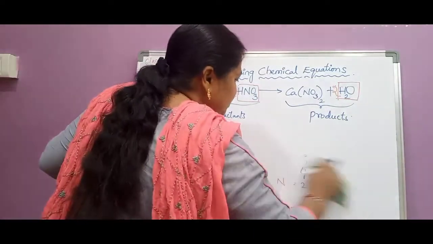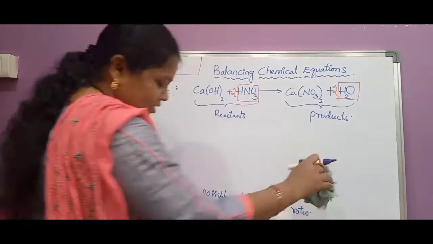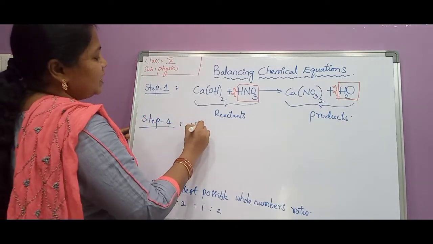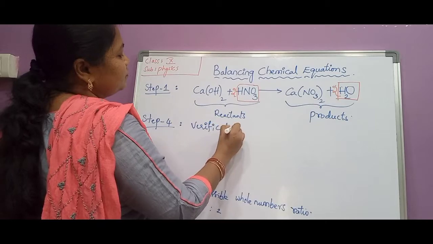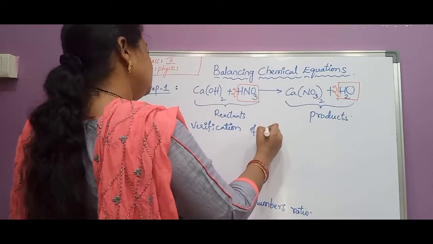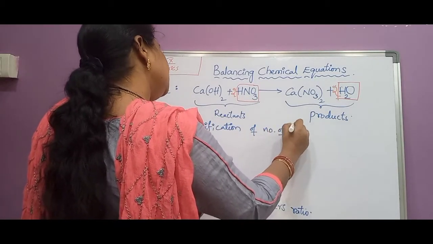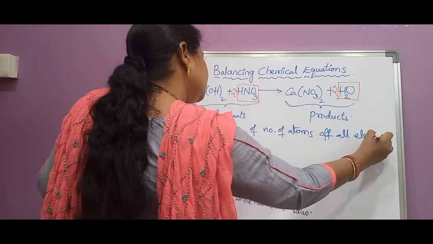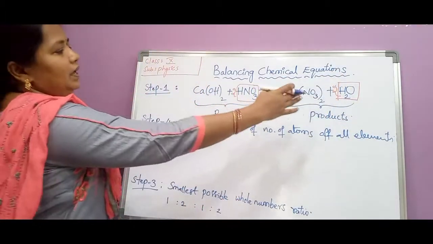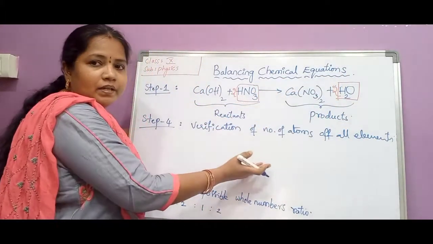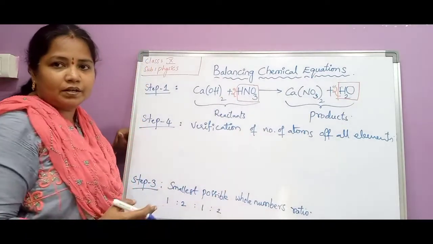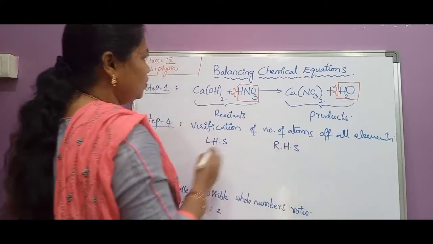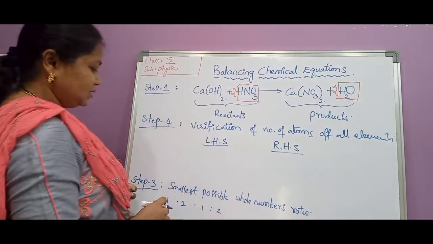In step 4, what we will do is verification. That is the most important step. Here I am writing step 4. Step 4 is the verification of the number of atoms of all elements. Once again, we are going to verify all the elements and their corresponding number of atoms, whether they are equal on both sides or not, LHS side and RHS side. Once again, we have to verify after writing the coefficients.